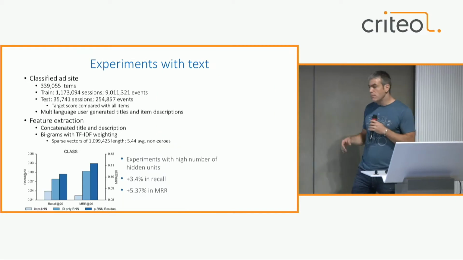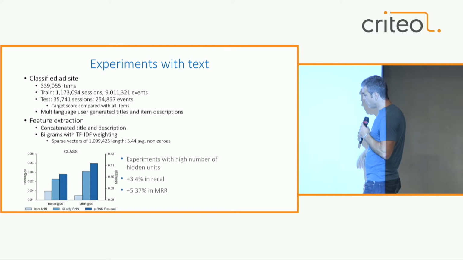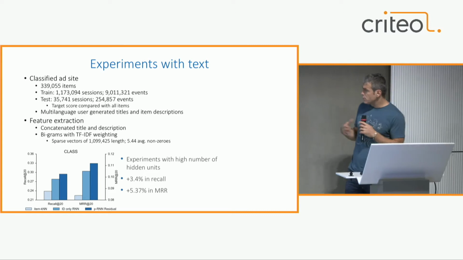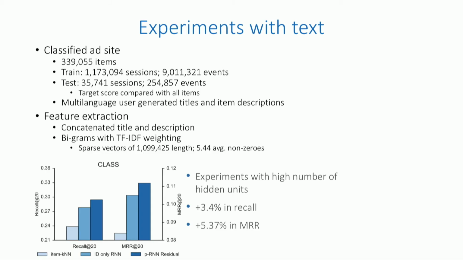So we also did the same with text features. And in text, of course, you can do all sorts of things. Here we did something relatively simple. We just took TF-IDF representations of the bigrams of the text and used that as features for the recurrent neural networks. And again, we got about 3.4% in recall and 5.3% in mean reciprocal rank improvements. This was again the classifieds data. Okay.